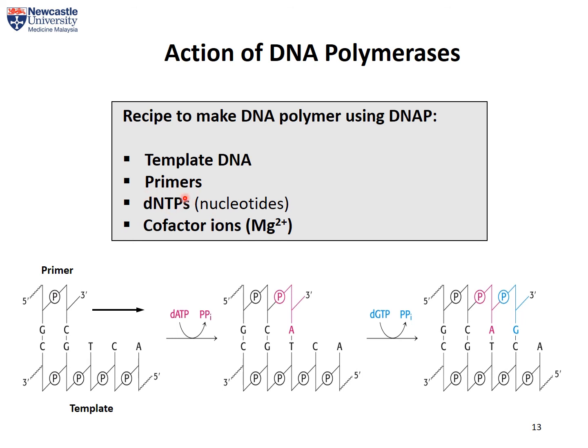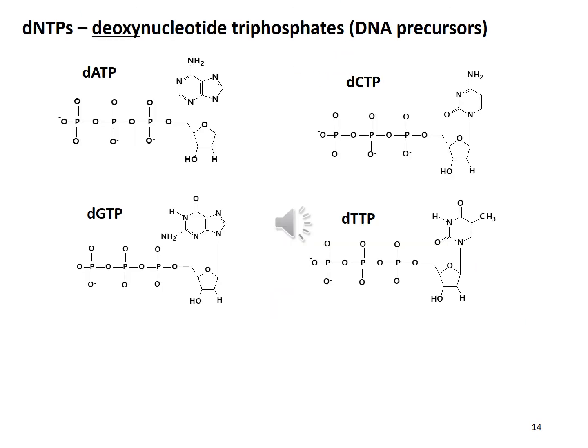And last but not least, you also need cofactor metal ions, such as magnesium 2 positive, for this enzyme to function optimally. And in fact, if you tweak the level of Mg2+ differently, you can affect the error rate of the DNA polymerase. And now we'll look at a bit more details with dNTPs. Basically, you have deoxynucleotides. They are attached with 3 phosphate groups. And these are all the variants you have, which are dATP, dCTP, dGTP, and dTTP.